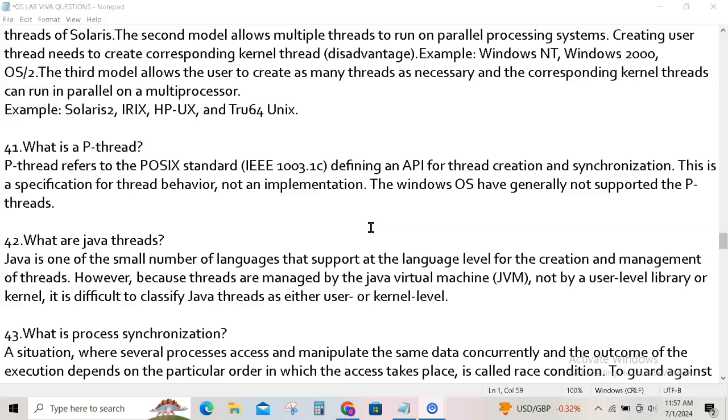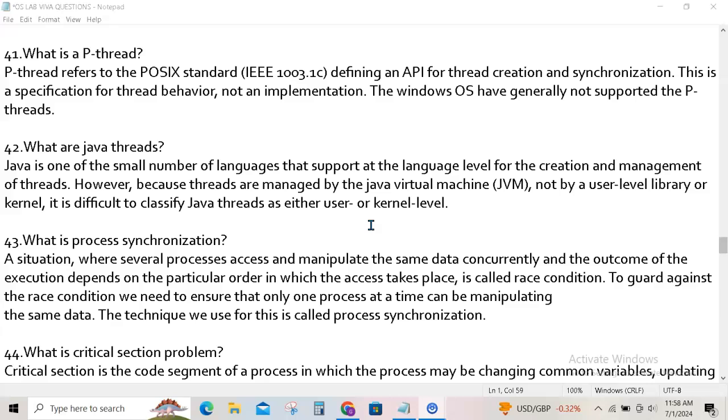What are Java threads? Java is one of the small number of languages that support language level creation and management of threads. In Java, threads are maintained by the Java Virtual Machine, or the JVM. So they are not classified as either user or kernel level threads.